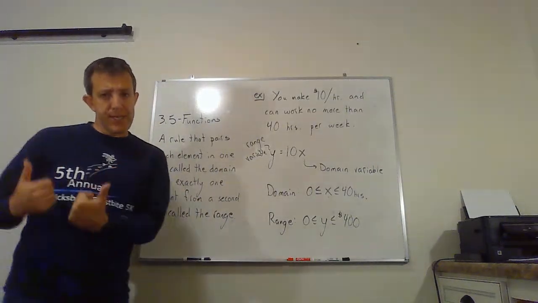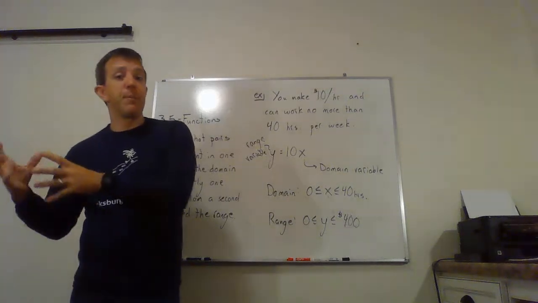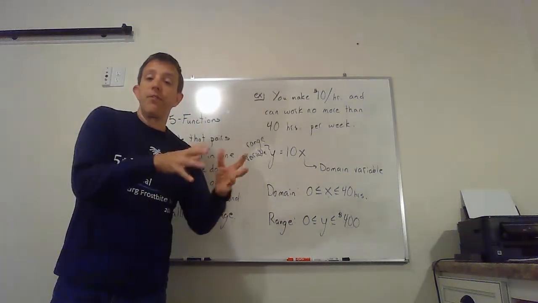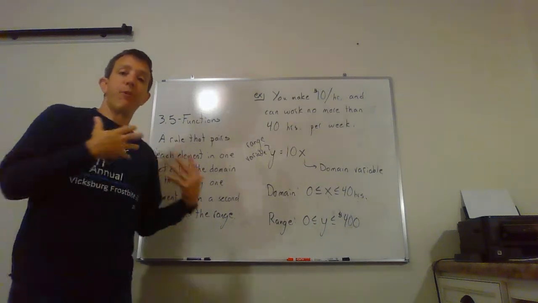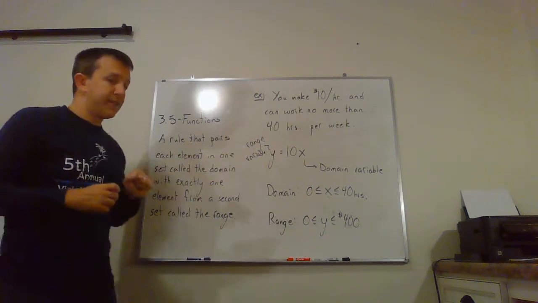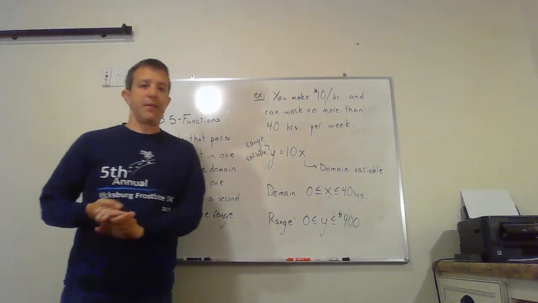So we have this connection here. The domain is all of our values that are going to be plugged into the function. The range is all of the values that come out of the function. But before we go on from this board, I want to come back to this definition for just a second and look at a couple more pieces of it.